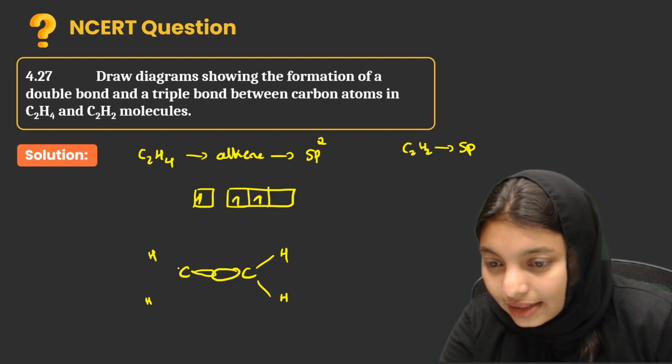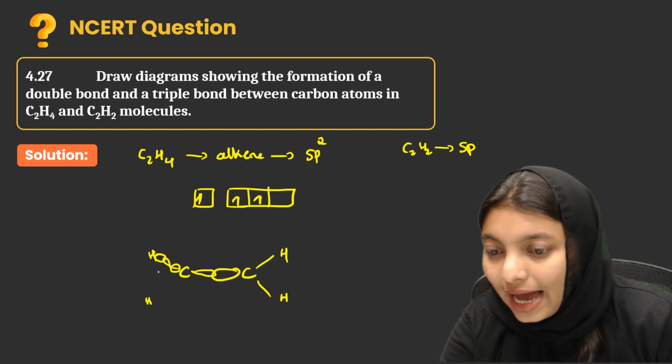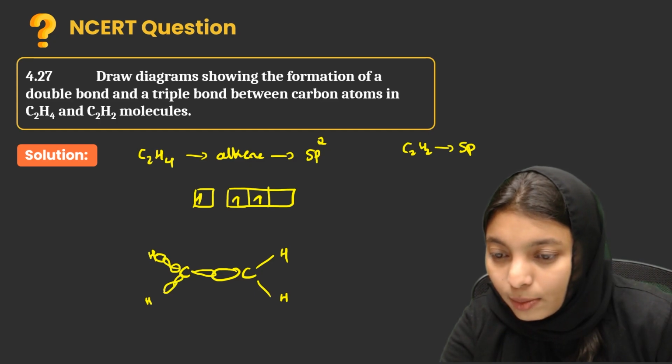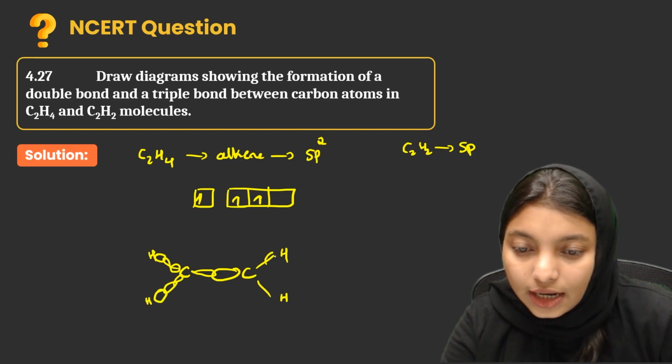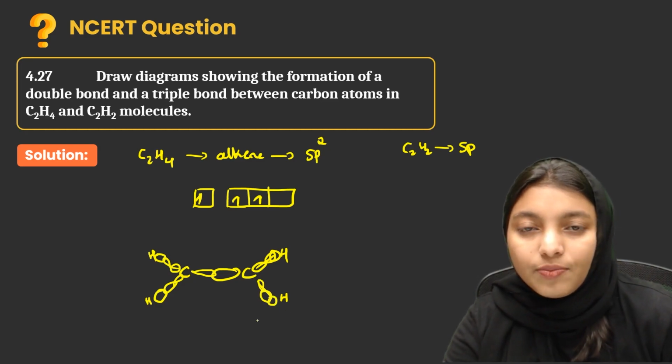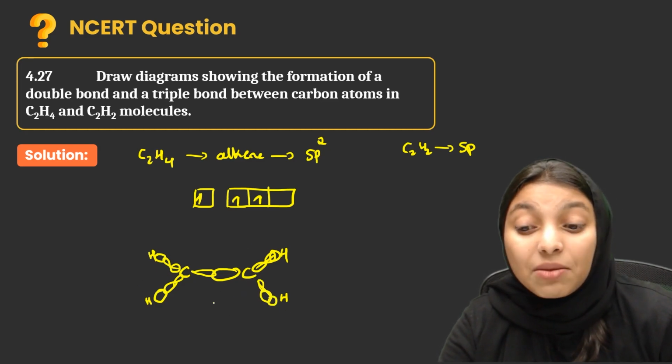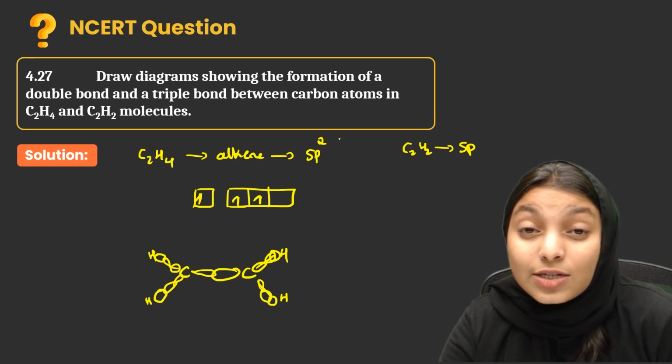Yes, another here we'll be having the p orbital and s orbital. And again another p orbital and s orbital of hydrogen. Here again p orbital and s orbital of hydrogen. P orbital and s orbital of hydrogen. Okay. So that is how the sigma bonds are formed. Now we know it is only sp2.